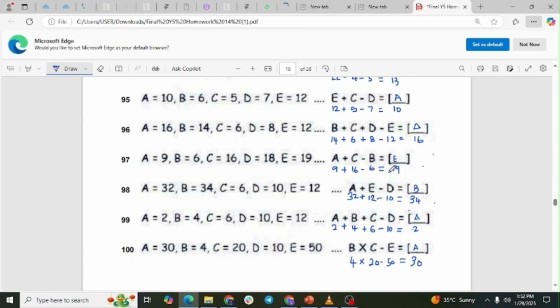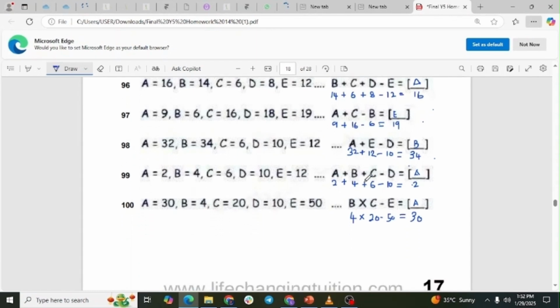Explanation. Substitute the values. 9 plus 16 minus 6 equals 19. The result corresponds to E equals 19. Question 98. Calculation. A plus E minus D equals? Where A equals 32, E equals 12, D equals 10.